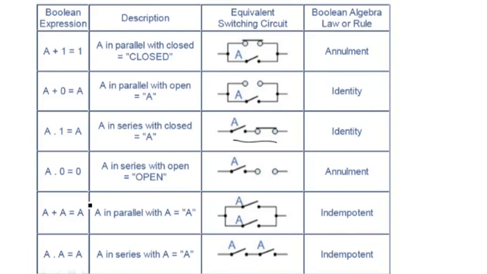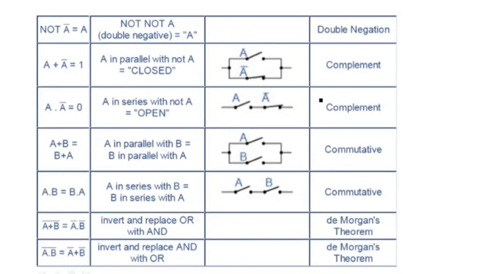Then we have idempotent. Whenever we add the same variables we get the single variable, like A plus A. Here we have two switches, but they are in parallel, and we will be getting A. And here we have the idempotent in case of multiplication or AND operation, or you can say intersection operation. These are the switches. So we have the Boolean expression, the description, the switches, and then this is the axiom we normally have.